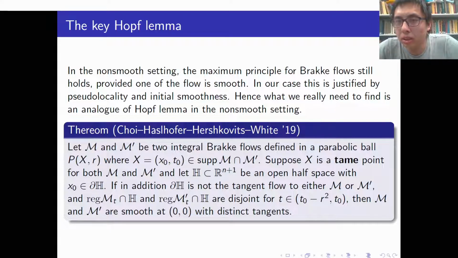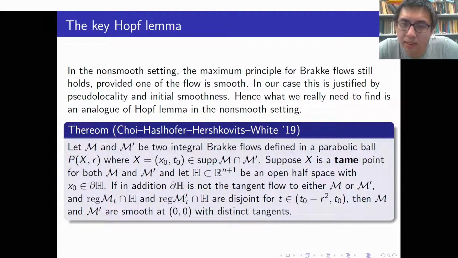So what we really need here is a suitable substitute of the Hopf lemma. The Hopf lemma is really, I guess, the key to prove all these theorems. So I stated here the key theorem of Choi, Haslhofer, Hershkovits, and White about this non-smooth Hopf lemma, which is called a Hopf lemma, but the theorem statement doesn't really read like a Hopf lemma. Let M and M prime be two integral brachy flows defined in some parabolic ball, where the center X is in the common support.